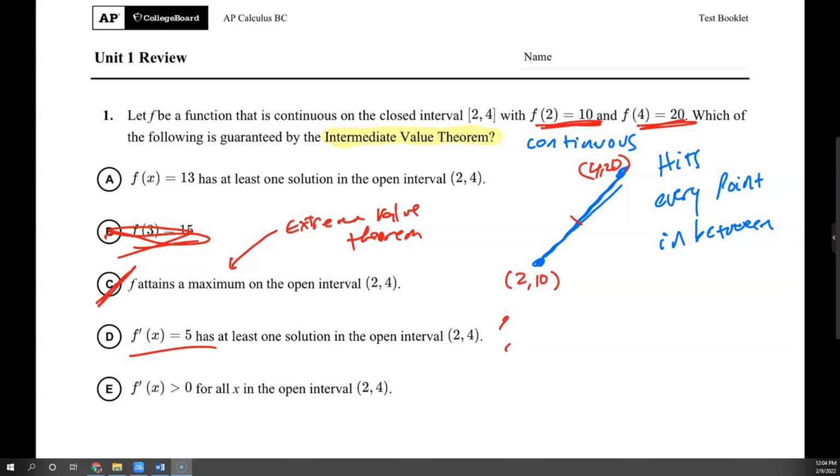Okay, but definitely, it has at least one solution. It's basically saying somewhere between 10 and 20, it has to equal 13. It has to hit 13. Does that make sense?